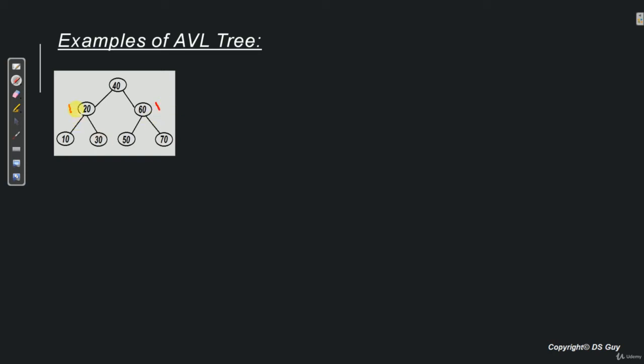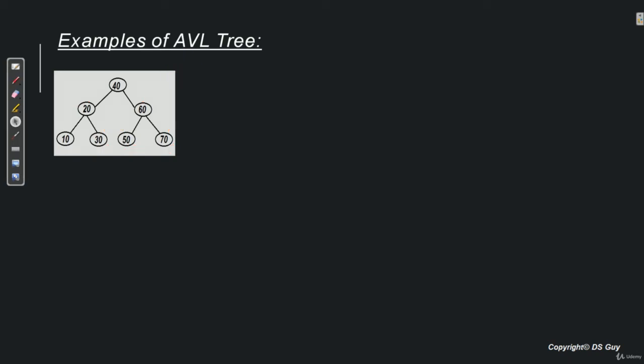Now if we see this node, the height of the left subtree is 0, the height of the right subtree is also 0. 0 minus 0 is 0. So we are good here. Now let's see this node, the height of the left subtree is 0, the height of the right subtree is also 0. The difference between them, 0 minus 0, is equal to 0. So we are good here. Since these are leaf nodes, we are by default fine. So this is an AVL tree.